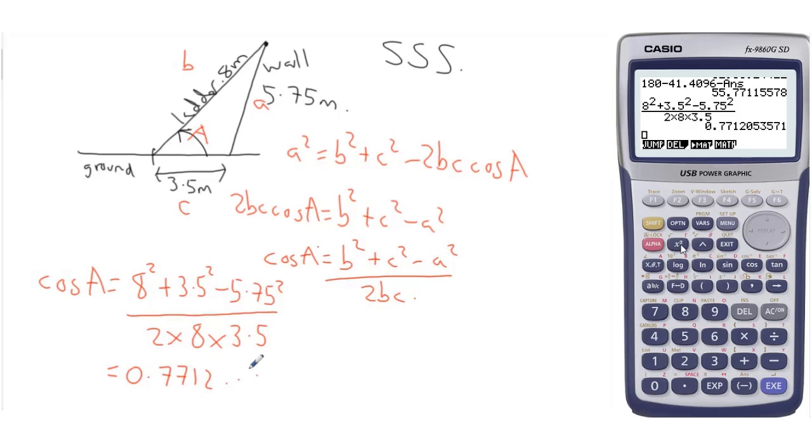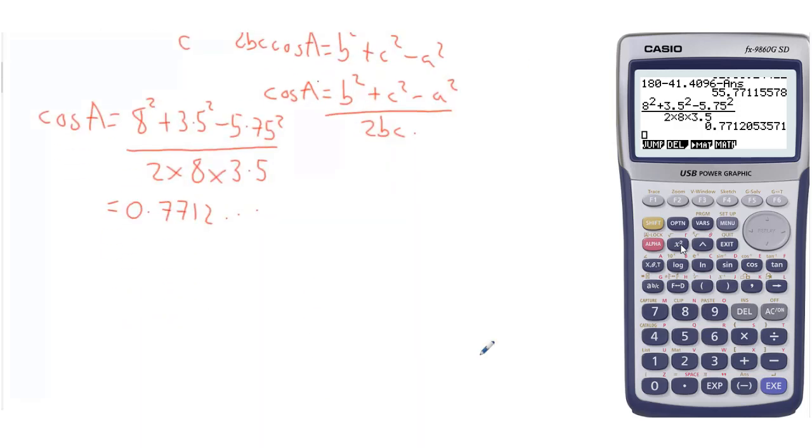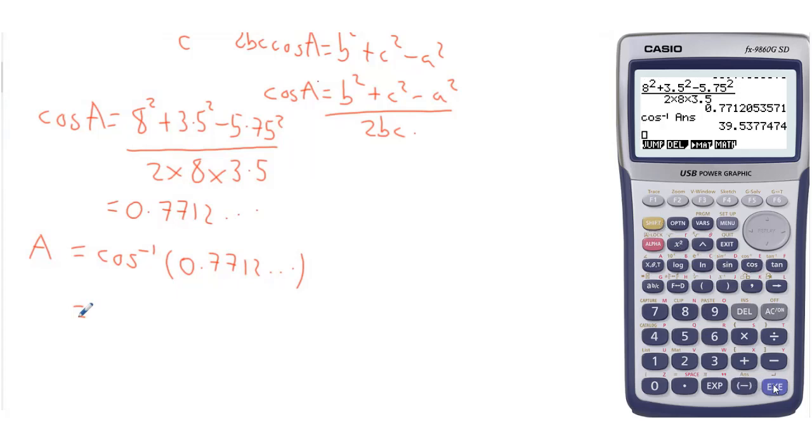So A must be the inverse cos of that. Do remember this is arc cos, cos minus 1. So A equals inverse cos of 0.7712... Go to your calculator: shift cos, ANS, equals, 39.5377. And that is our answer.